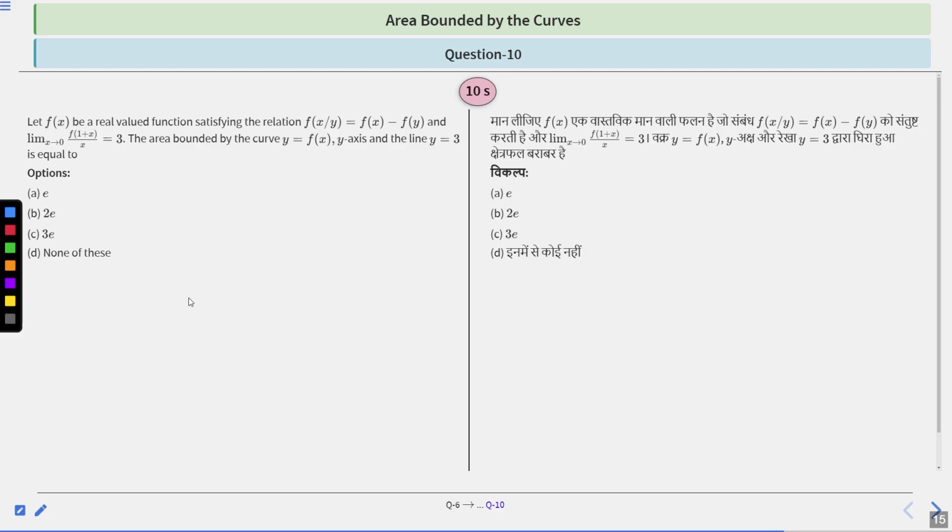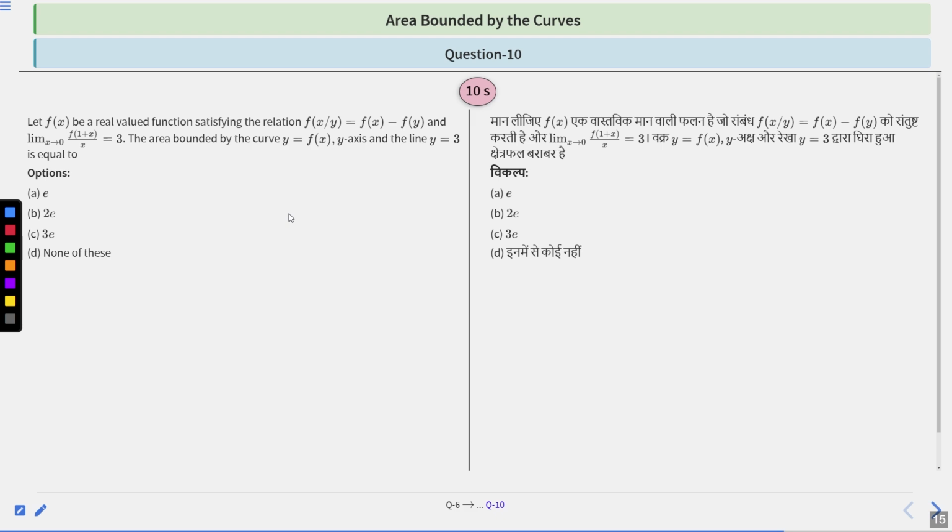Right, so the hint for this question is that we will try to conclude which function satisfies these two relations. If you observe these two equations, you can easily get the equation of the curve. After getting the equation of the curve, you can find the area bounded by y = f(x), the y-axis and the line y = 3 by integrating y = f(x) dx over a certain interval. In this way, you can approach this question.